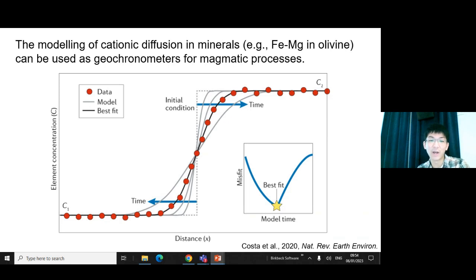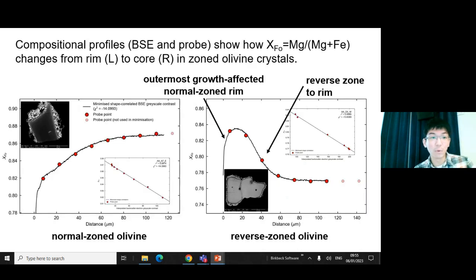If this sits around for quite a while, this initially sharp condition will eventually start smoothing out, producing this sigmoid over here. By comparing model sigmoids to sigmoids we observe in my crystals, we can have an idea of what kind of timescales are likely to produce those shapes. And that's what we've done here. We've collected some probe data points, which are these red dots on these compositional profiles, and we've matched them up to grayscale backscatter profiles using Python minimization. And what's come out is basically these profiles.